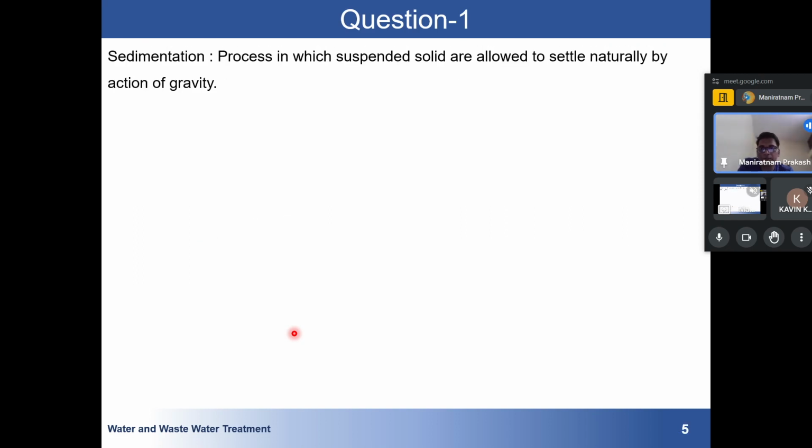So the main function of this primary sedimentation tank is sedimentation, meaning settlement. It is a process in which suspended solids present in water or wastewater are allowed to settle naturally by the action of gravity. During this treatment we don't add any kind of chemicals, we just let our water pass through that settling zone. As the name itself suggests, this is a settling zone where suspended particles will settle down.